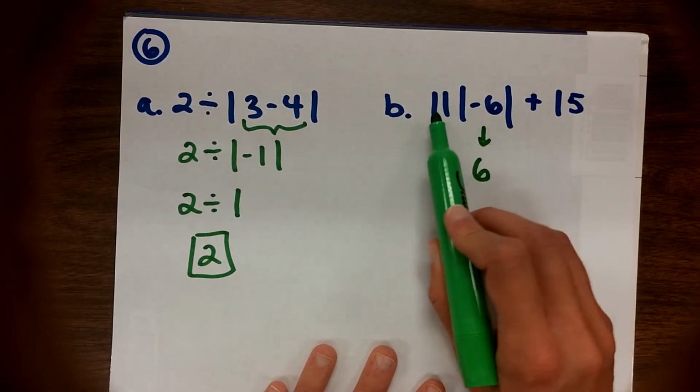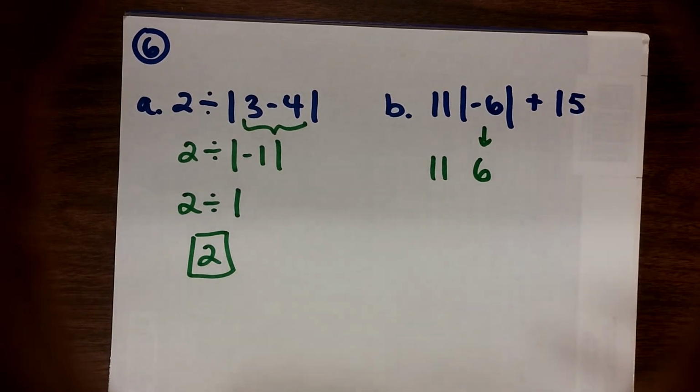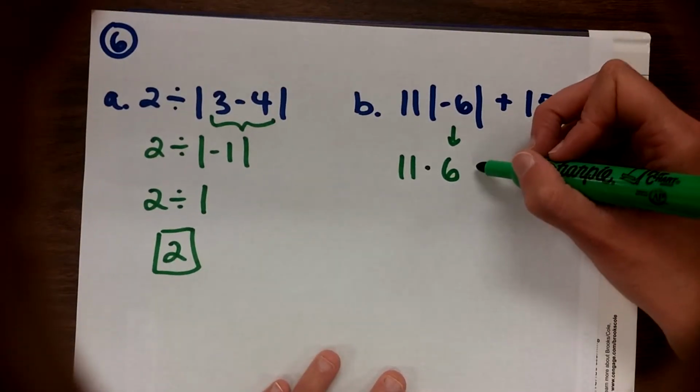The 11 was just right next to the absolute value bars. In math, when things are right next to each other, it just means we're going to multiply. So I'm going to put a dot to show that that's multiplication. And then we still have the plus 15.